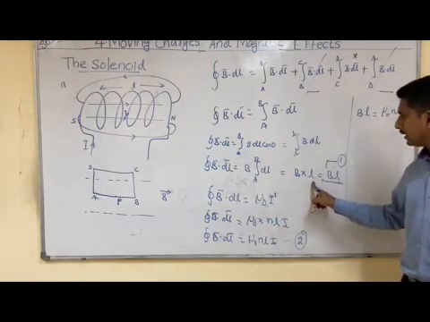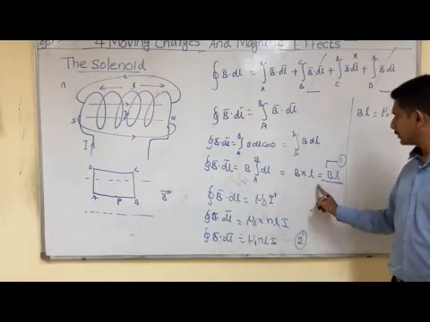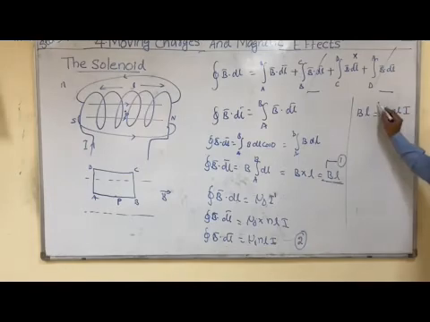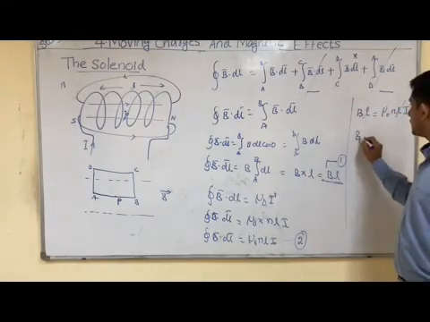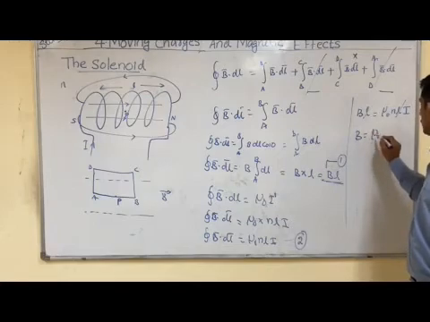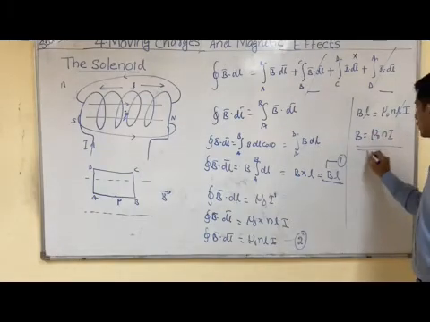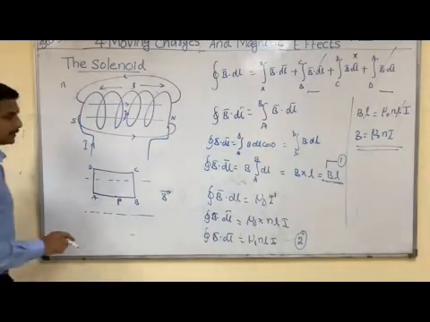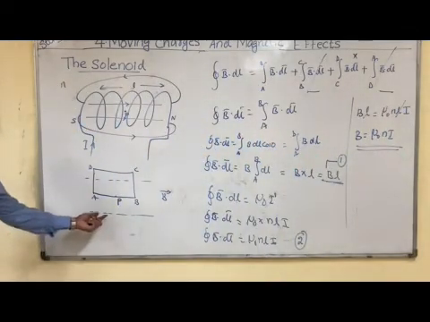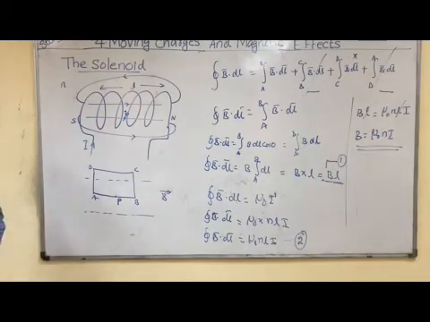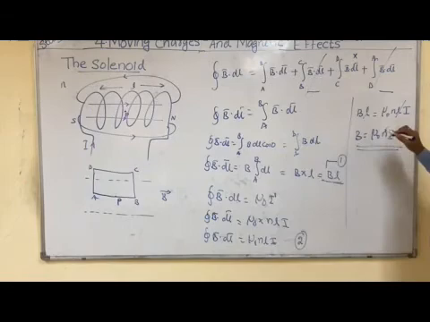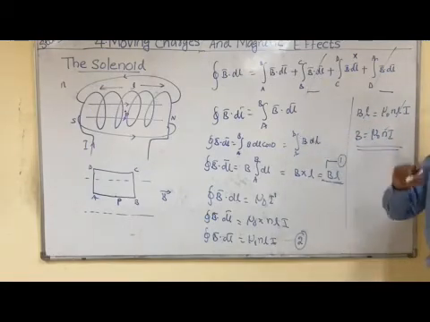Comparing equation number 1 and equation number 2, we can write BL is equal to mu 0 nLI. So from this, the term L we can eliminate. So the equation becomes B is equal to mu 0 nI. This is the equation for the magnetic field in the case of a current carrying solenoid: B is equal to mu 0 nI. In this case, small n means the number of turns per unit length only.